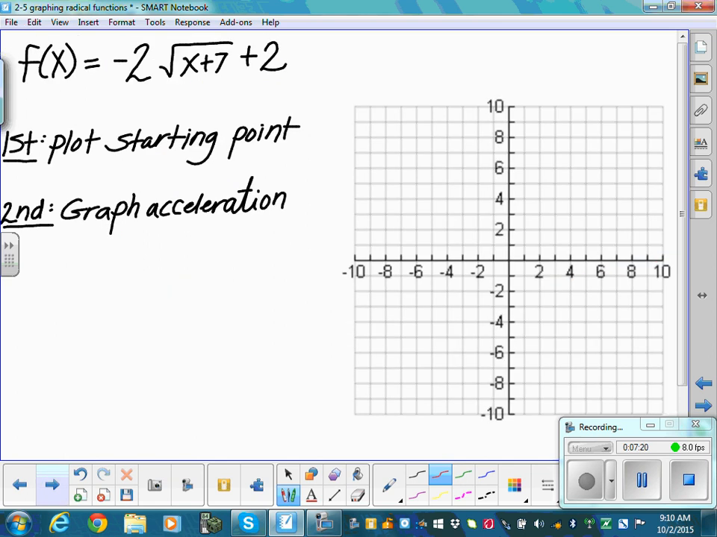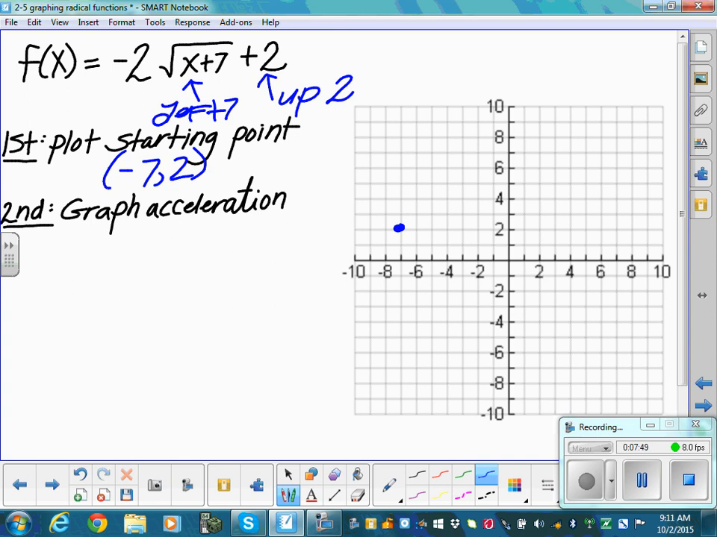Let's do another one. Okay, given f of x is equal to negative 2 times the square root of x plus 7, plus 2. We're going to graph it. First things first, let's graph our starting point. Where's our shift left and right? Left 7. I like that you went the opposite. Left 7, and then up 2. Our sign stays the same with whatever's added on the outside. So our starting point's at negative 7, 2. So I'm going back 7 and up 1, 2.